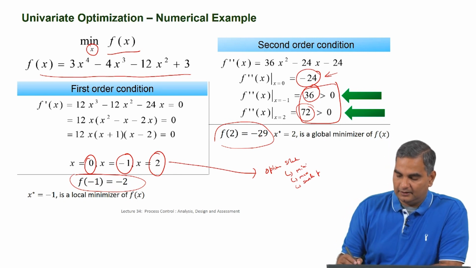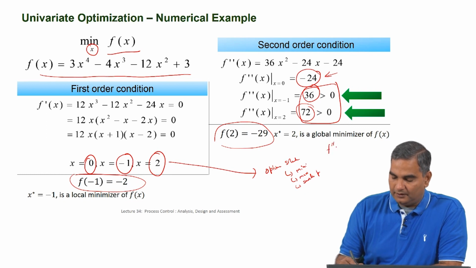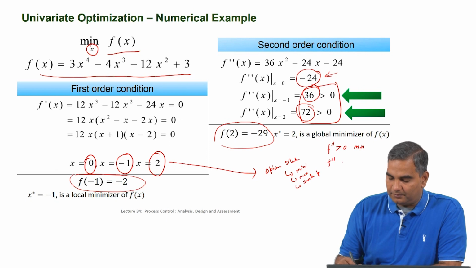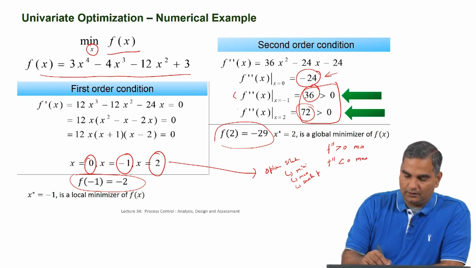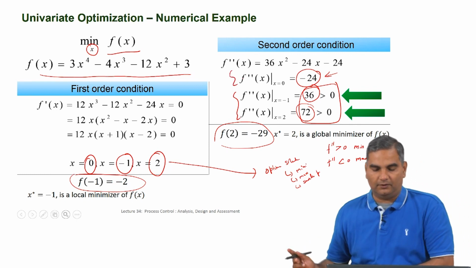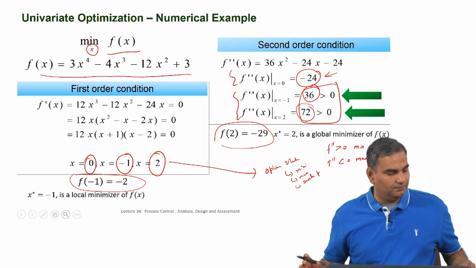The only thing is this f double prime is greater than 0 for a minimum point, and f double prime is less than 0 for a maximum point. Okay, so these two are minimum points, this is a maximum point. Okay. So this is a very simple idea.